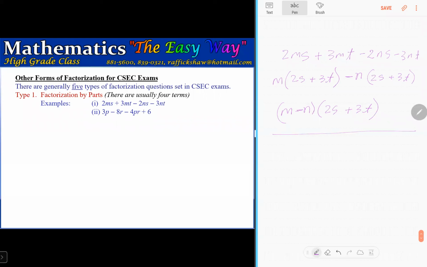Second one is 3p minus 8r minus 4pr plus 6 to factorize. If I look at the first 2 terms, there is no common factor. So it means that my terms will have to be rearranged. All right, so I'm going to move these with the p to represent that p. Remember, I'm shifting them around in the same expression, so the signs don't change because I'm just shifting position.